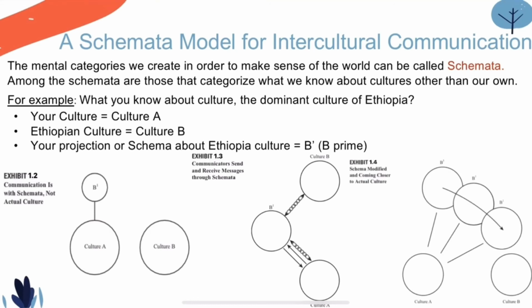And the last is exhibit 1.4. In this, they show the process as the result of induction, or the accommodation of new data that alters the schema. The more you learn about Ethiopia, the more you revise and adjust your mental projection of B prime, and the closer it can come to the reality B, that is Ethiopian culture. So in conclusion, the more you understand about another culture, the closer your schema will be to the reality that is the other culture, and the better your communication will be.